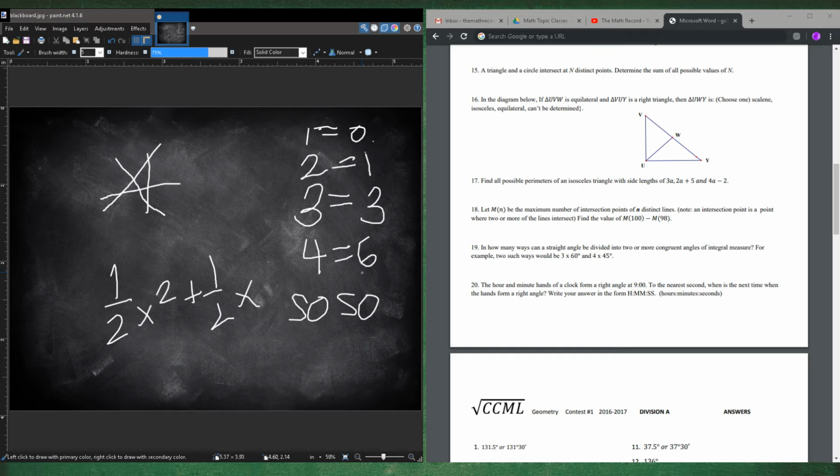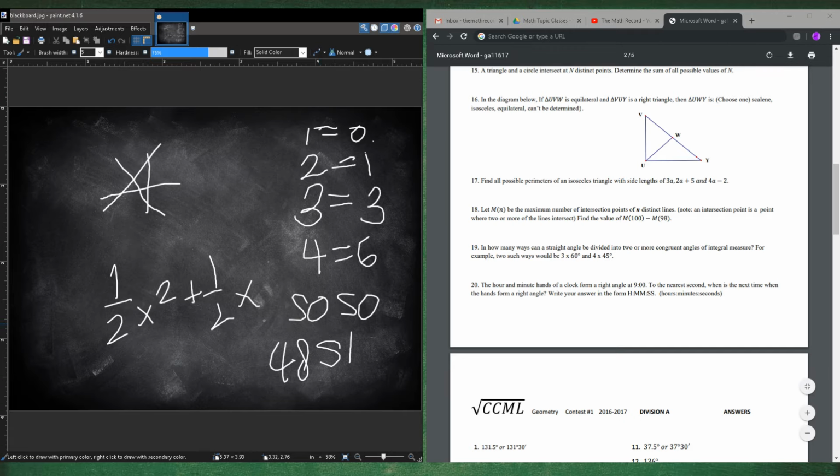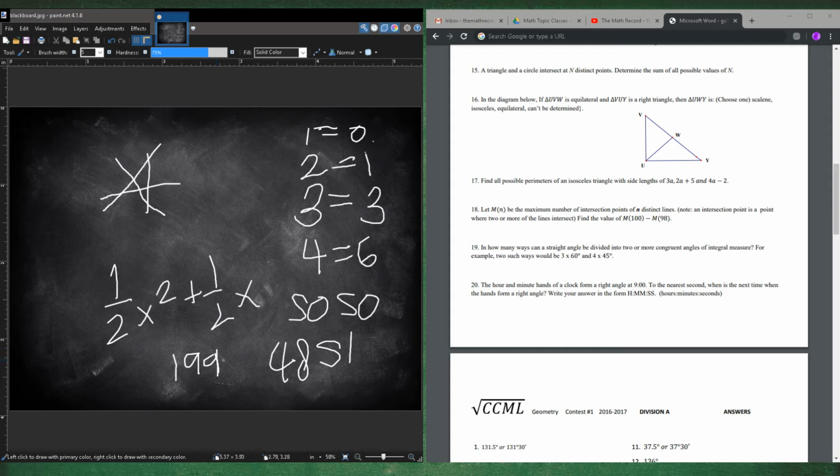98 squared divided by 2 plus 98 divided by 2 is 4851. So 5050 minus 4851 is 199, which is not the answer. Wait, am I writing this wrong? Is my regression right? Let me look at my regression.